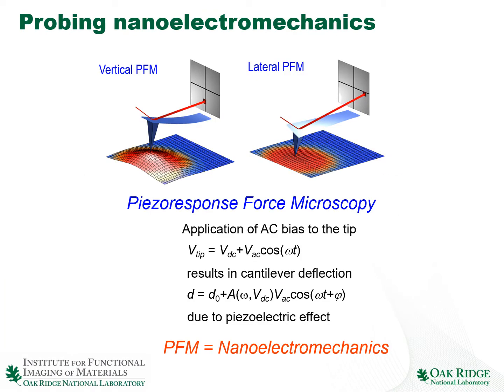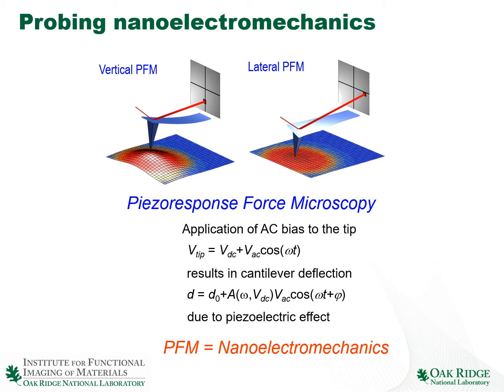So, to remind you, the general principle of PFM is illustrated in this slide. We have this typical cantilever with the tip on the end of it. The tip is brought in contact with the surface and we apply electrical bias to the probe. Due to the mismatch of the dielectric constant between the ambient and the material, the electric field is concentrated inside the material on the length scale of the contact radius.